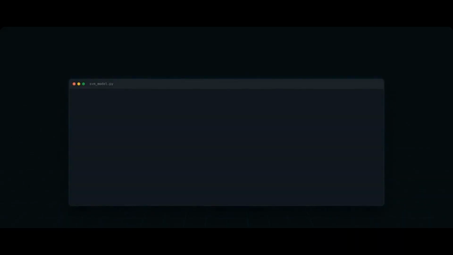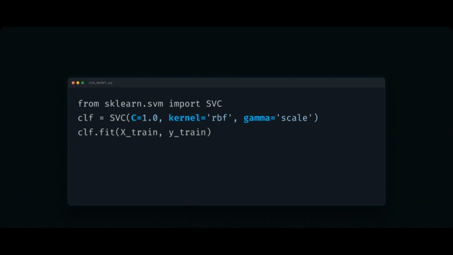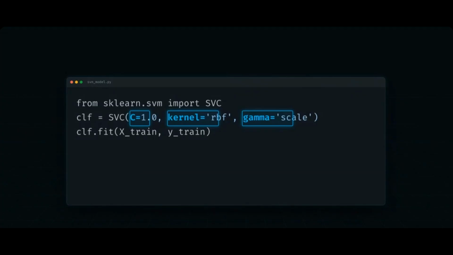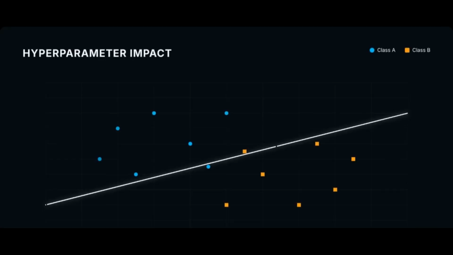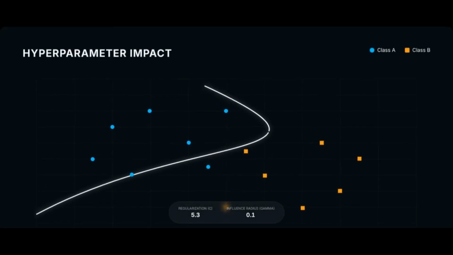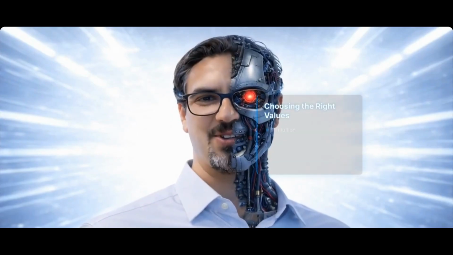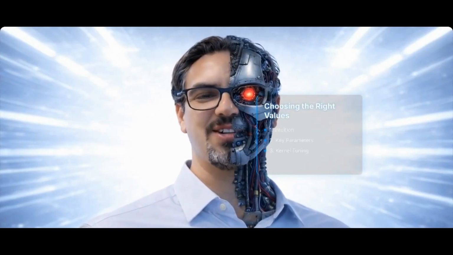If you've ever trained an SVM model, you've probably come across parameters like C, gamma, and different kernel functions. But what do these parameters actually do? How do they affect the decision boundary? And how do you choose the right values? In this video, we'll answer these questions step by step.